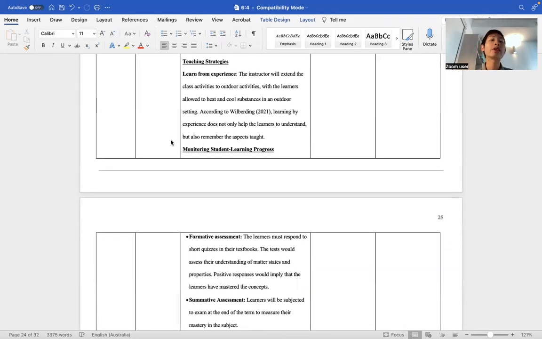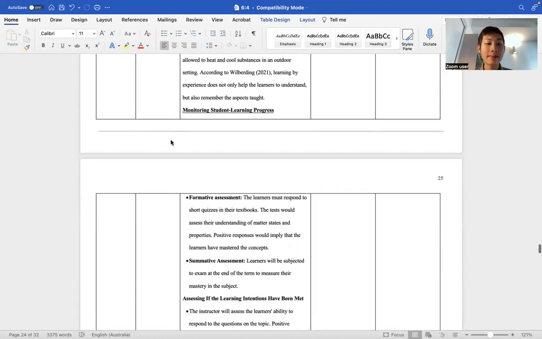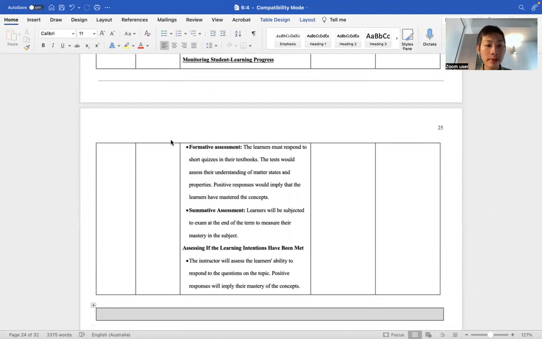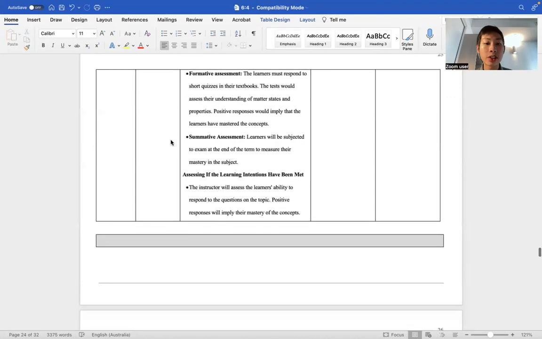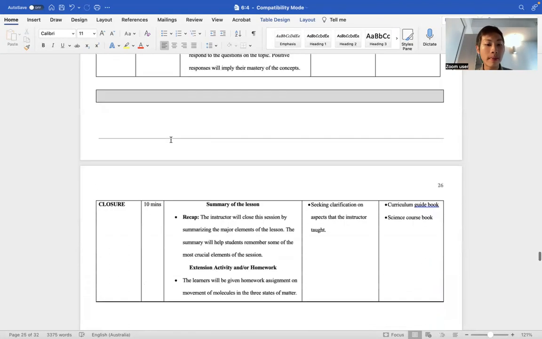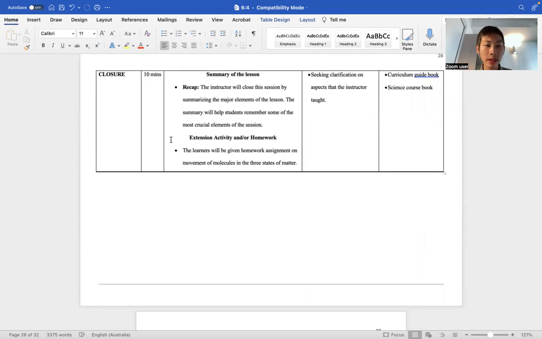I shall be bringing the students to outdoor activities, with them allowed to heat and cool substances in an outdoor setting or in the lab as well. According to Wilberding 2021, learning by experience does not only help the students to understand, but also remember the aspects taught. The assessments are similar, formative and summative, and assessing if the learning intentions have been met is also similar.